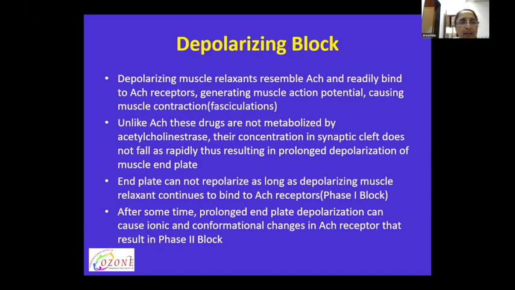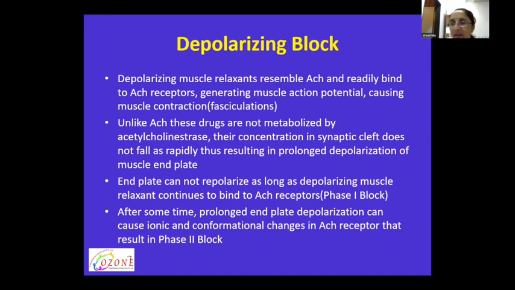Unlike acetylcholine, these drugs are not metabolized by acetylcholinesterase, but by pseudocholinesterases. Their concentration in the synaptic cleft does not fall as rapidly as the acetylcholine molecule, thus resulting in prolonged depolarization of the muscle end plate. The end plate cannot repolarize as long as the depolarizing muscle relaxant continues to bind to the acetylcholine receptor, that is phase 1 block. After some time, prolonged end plate depolarization can cause ionic and conformational changes in ACH receptors that result in phase 2 block.